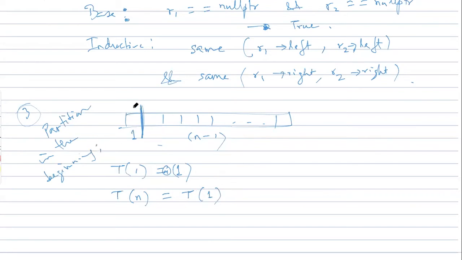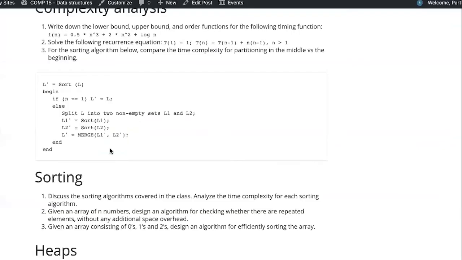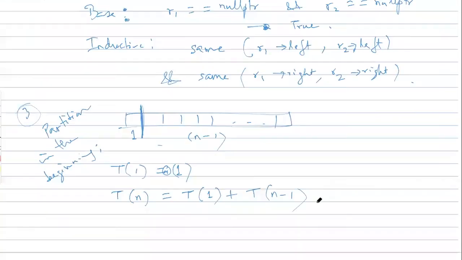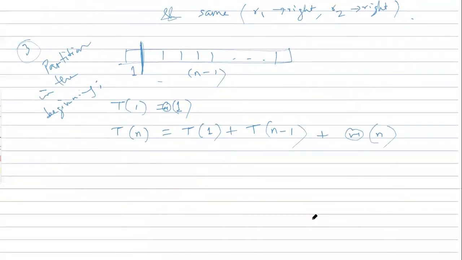So for this one, it's going to be T of 1, and for this one, it's going to be T of n minus 1, plus the merge operation, and we know that merge operation is order of n. So then what would the complexity look like? T of n minus 1, because this is order of 1, plus order of n. So how do we solve this?